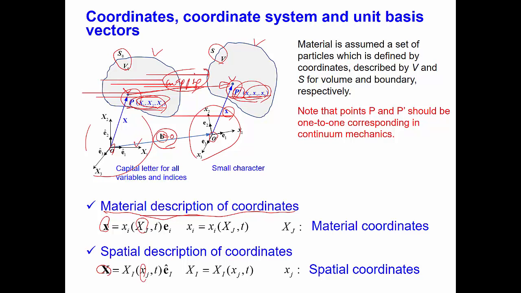The first way is the material description of coordinates. In this method, we describe the current coordinate as a function of initial coordinates and time parameter. The second way, called the spatial description of coordinates, expresses the initial configuration or initial coordinates in terms of current coordinates and time parameter. Of course, we have to assume one-to-one correspondence between two material points, P and P prime.